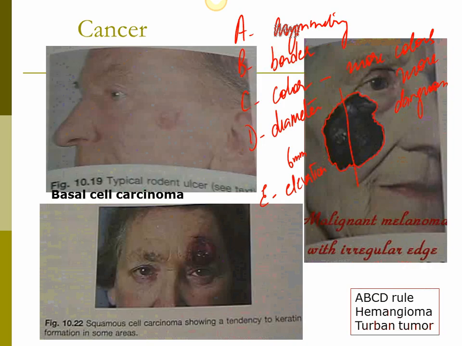So asymmetry is not good. Irregular border is not good. The more colors there are, the more dangerous it is. If the diameter is more than 6 millimeters, you're always worried. If it's elevated above the surface, again, you don't like that. That's not a good sign.